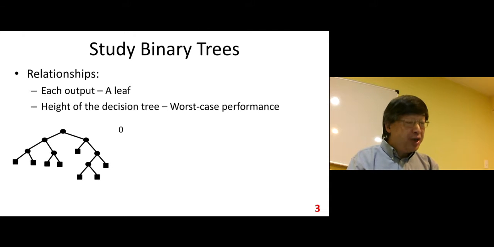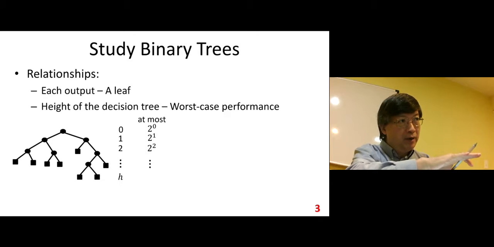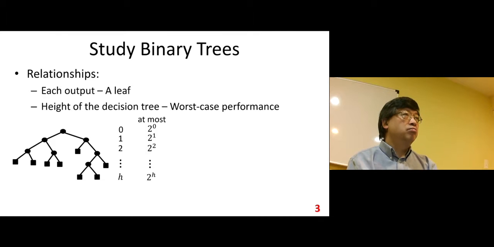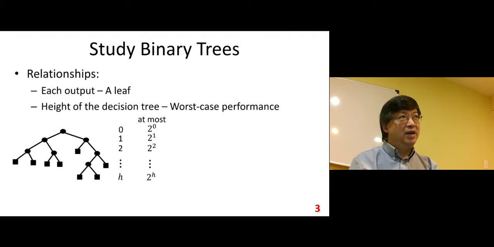Level 0, the root, has only one node, 2 to the 0 power. Level 1 has 2 to the first, so 2 nodes. Level 2 has at most 2 squared, and so on. Starting from 0, the bottom level H, the height, has 2 to the H power. That is the maximum number of nodes in each level.